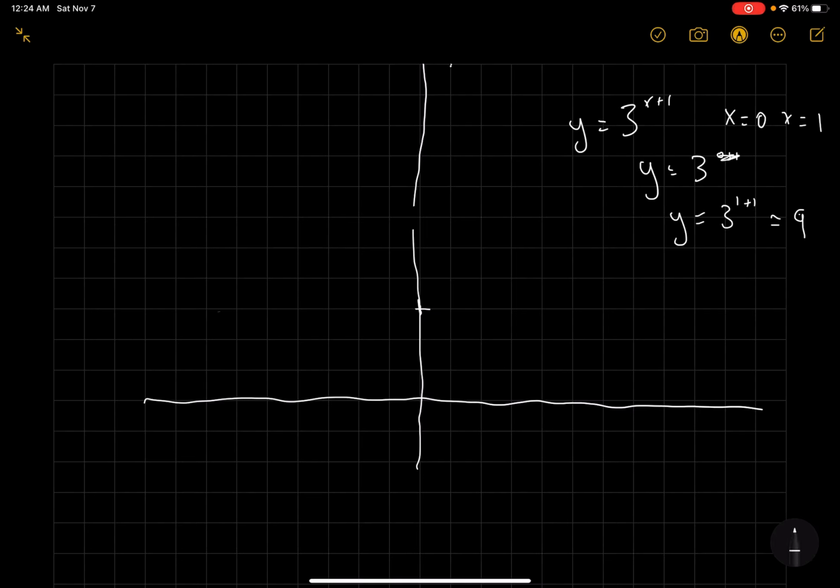All right, so when we have x equals 0, y equals 3. When we have x equals 1, y equals 9. So 1, 2, 3, 4, 5, 6, 7, 8, 9. Y equals 9, right? So how does our graph look? Well, our graph looks something like that, right? And it keeps going up.